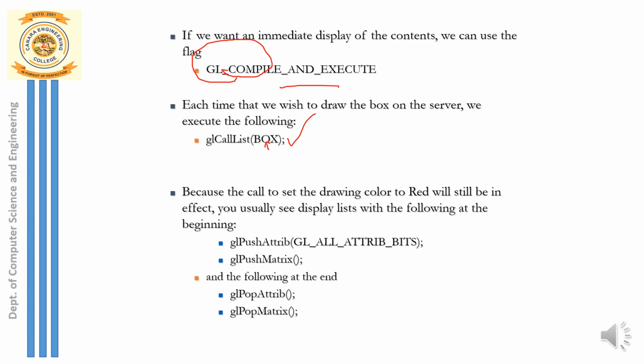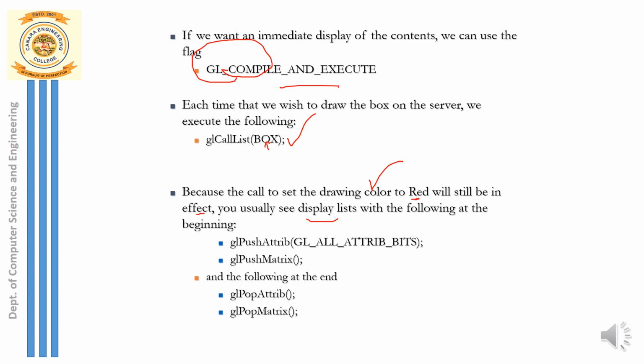If I have set the current drawing color as red, and that current drawing color red is still in effect, then in all the display lists that you have created, this drawing color will be set to red. So if you have already set a color using the glColor function, set as red, and before creating the display list you have not changed any color, then the same drawing color red will continue for all the display lists.